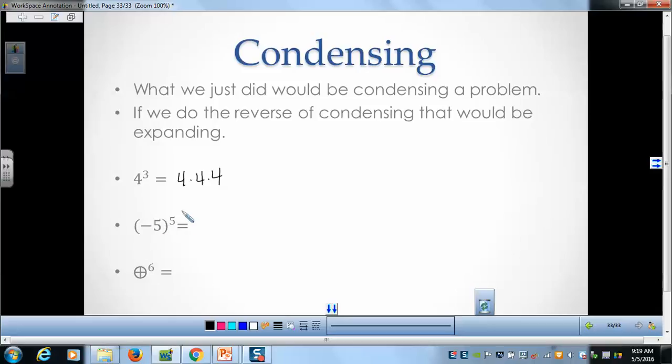So when we move to this, it says that I have negative 5 is what I'm multiplying, and I need to multiply it 5 times. So I'm going to have negative 5 times negative 5 times negative 5 times negative 5 times negative 5. All right, and that's what an exponent means.